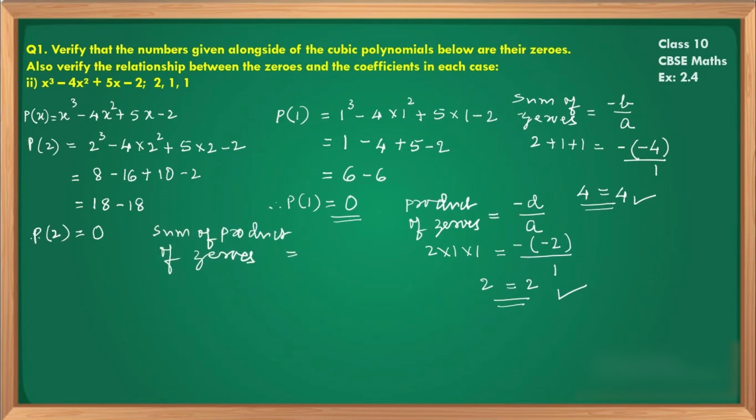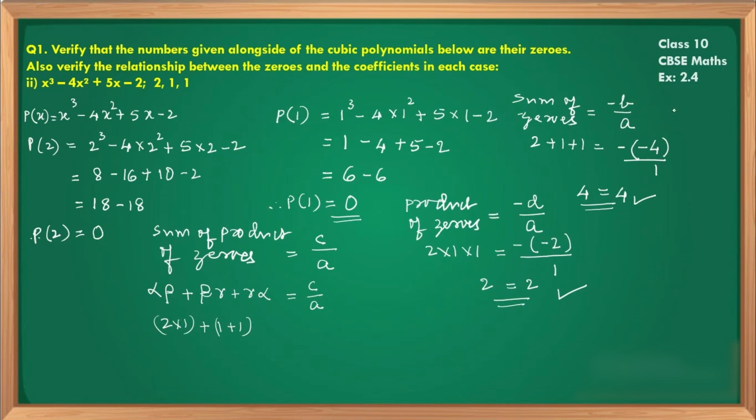Lastly, the sum of product of zeros, that is equal to c by a. Now the sum of product, you have to take alpha beta plus beta gamma plus gamma alpha is equal to c by a. Now what is alpha and what is beta and what is gamma? Nothing but zeros. Now alpha beta is 2 into 1, plus beta gamma is 1 into 1.